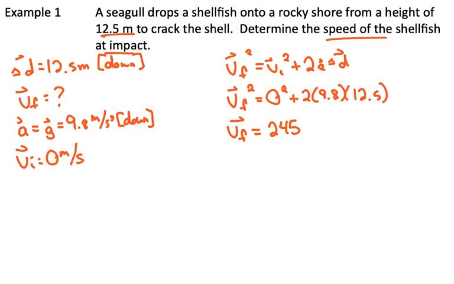Taking the square root of both sides and going to 2 sig figs. Oh, that should be VF squared. I am sorry. Square root of both sides, 2 sig figs, we would get 16 meters per second. And the speed of this shellfish is most definitely down.